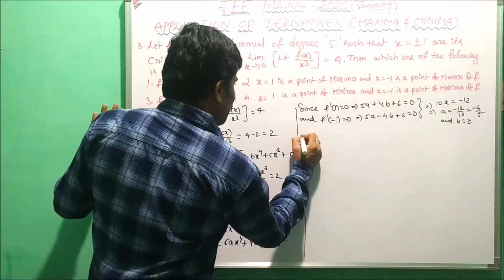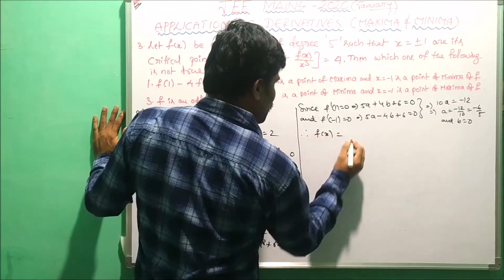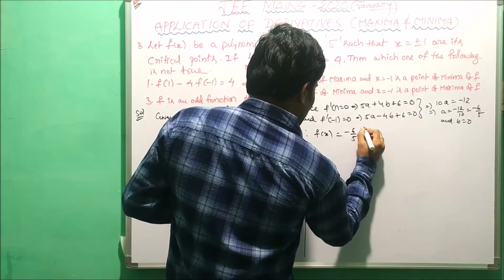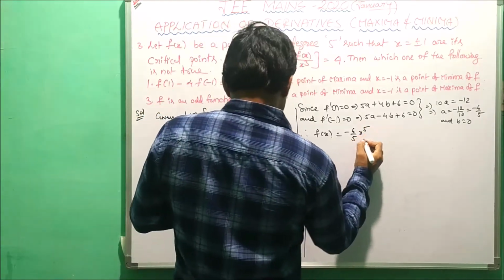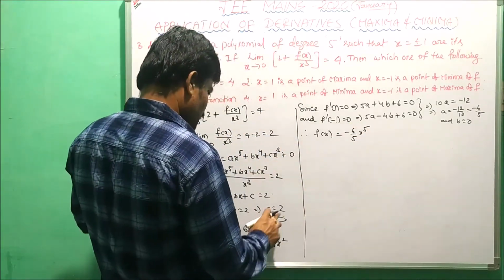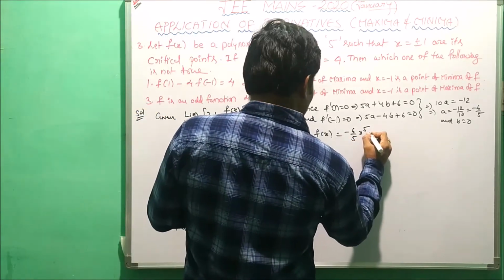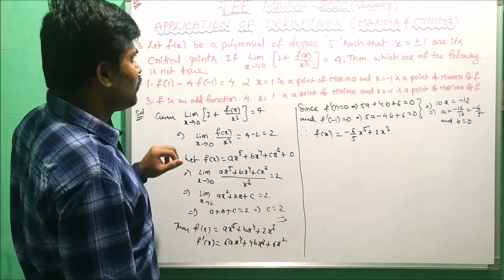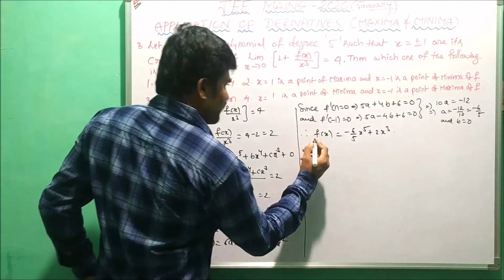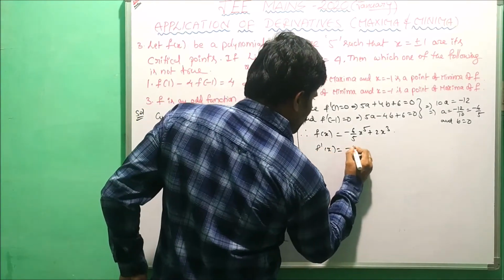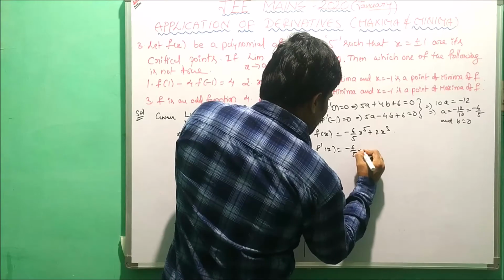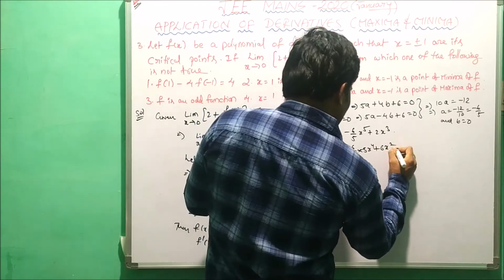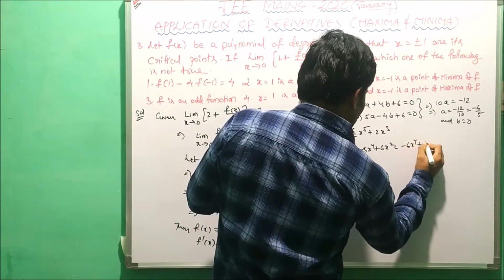Now here the function f(x) equals, a value is -6/5, so -6/5 x^5. The b value is 0 and the c value is 2, so 2x^3. So this is f(x). Now to find f'(x), f'(x) = -6/5 · 5x^4 + 6x^2. In this, 5 cancels, so that value equals -6x^4 + 6x^2.